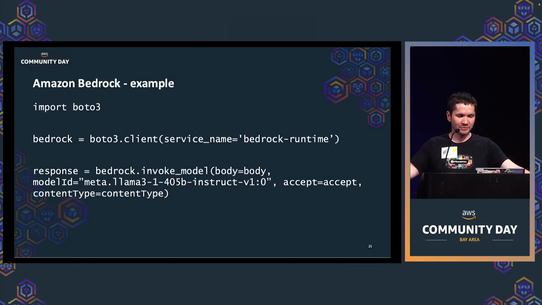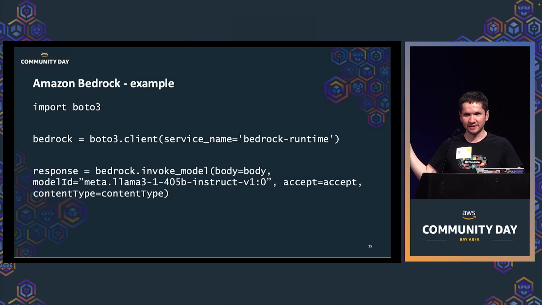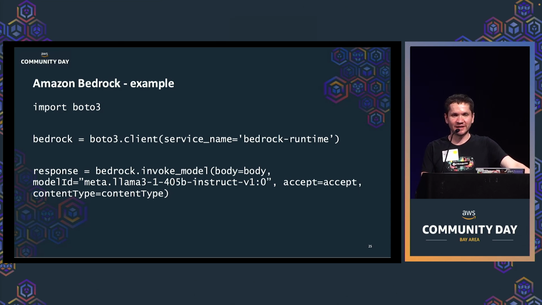So here's an example to use the same Llama 3. Well, it's not 8B, it's 405B. Hosting the same model would require deploying a pretty hefty instance. And in this case, you can just reference it, and that's it. And you can start using it.